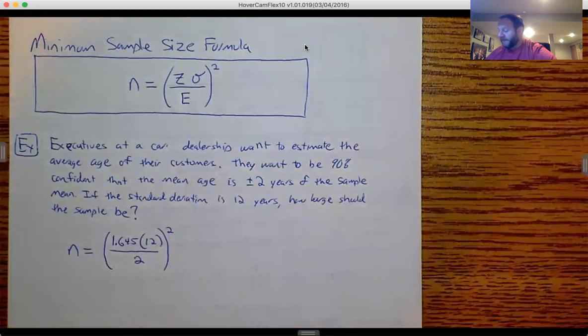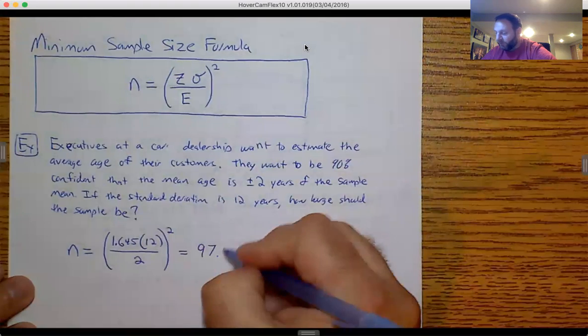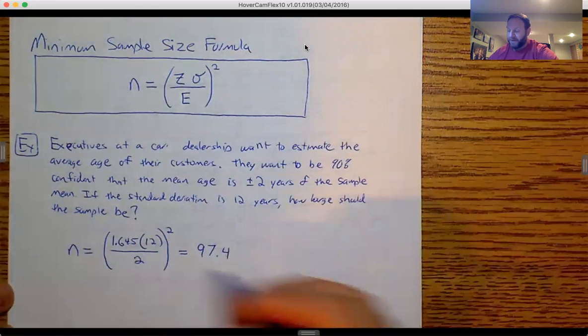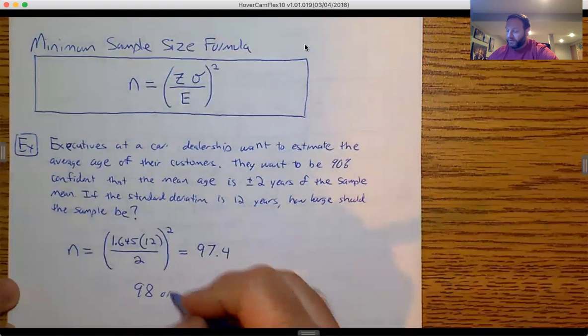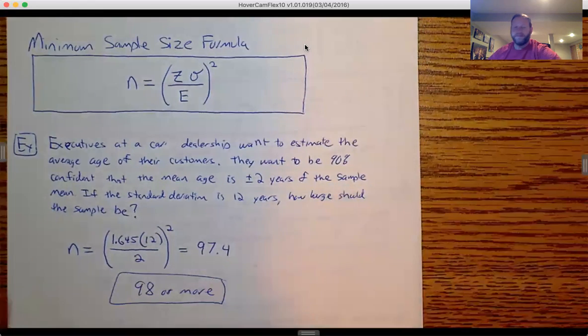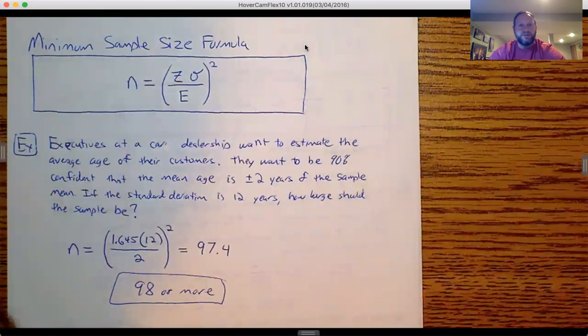Okay, so all you do is basically type that in. I got a minimum of 97.4. So their minimum should probably be 98 as what they would want that to be. So that's the smallest, so 98 or more should be in their sample size. Okay, and so that's calculating minimum sample size to get a good reading on what they want. Okay, so confidence intervals, minimum sample size, that's what's in section 11.5.